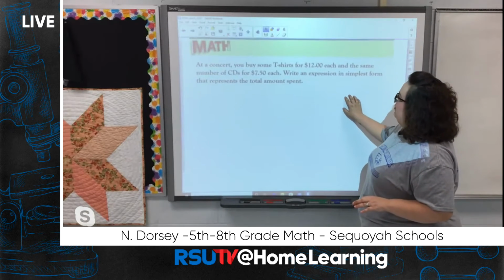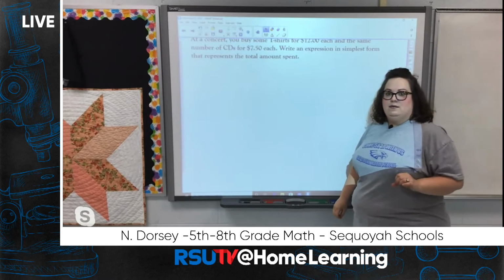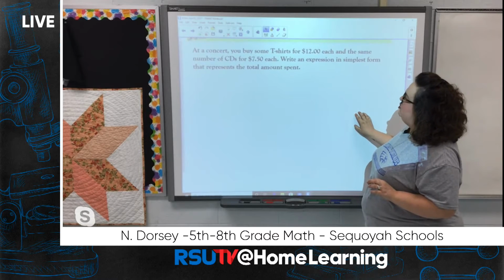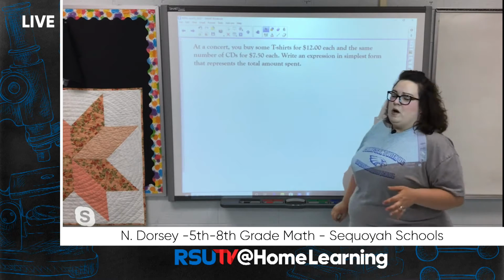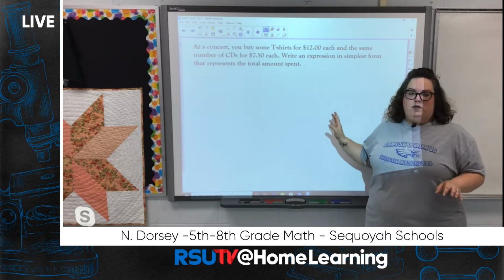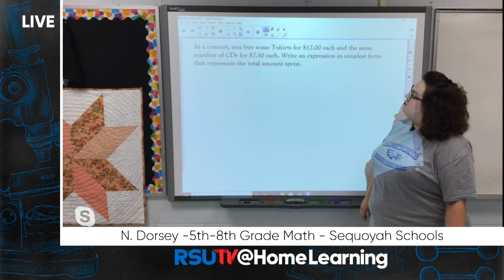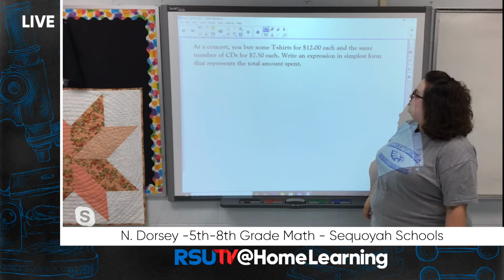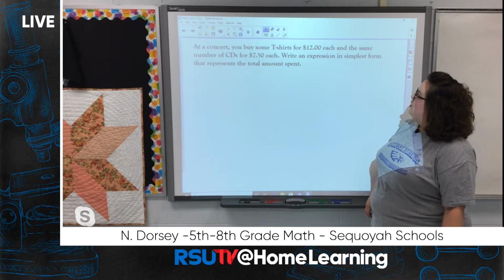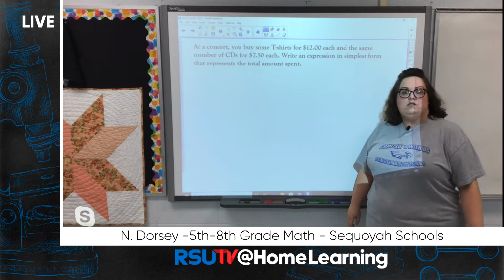Ooh, this is a word problem. These are fun. Don't let word problems intimidate you, okay? Don't let word problems intimidate you. They're just math problems with words mixed in, okay? So at a concert, you buy some t-shirts for $12 each and the same number of CDs for $7.50 each. Write an expression in simplest form that represents the total amount spent.